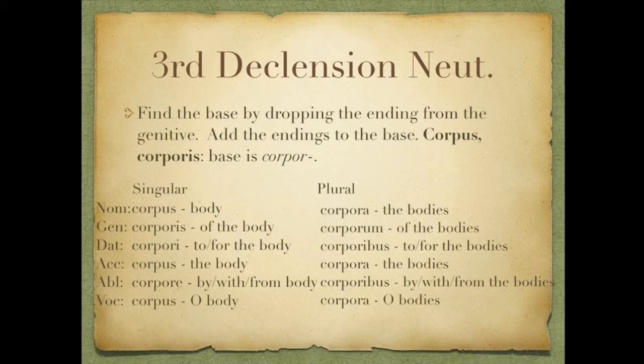We go to our plurals, nominative plural, corpora, the bodies. Genitive plural, corporum, of the bodies. Dative plural, corporibus, to or for the bodies. Accusative plural, corpora, the bodies. Ablative plural, corporibus, by, with, or from the bodies. And then again, vocative plural, corpora, O bodies.